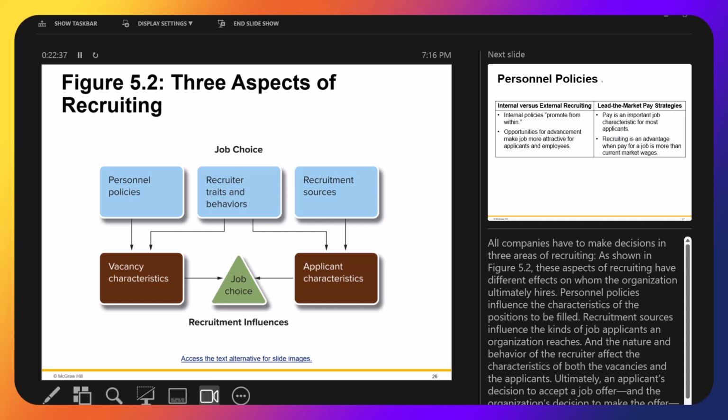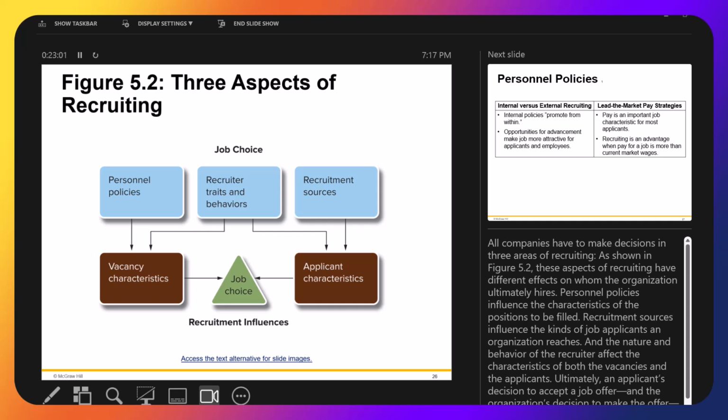Three aspects of recruiting: job choice. So you have personnel policies, recruitment traits and behaviors, recruitment sources. So you see vacancies and characteristics plus job choice, applicant characteristics. When we know what the characteristics are for those vacancies and we see the job, now what type of applicant characteristics are we looking for?